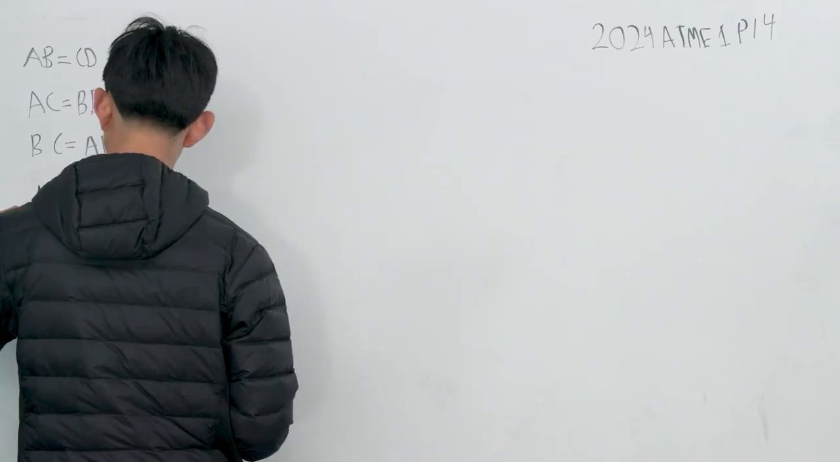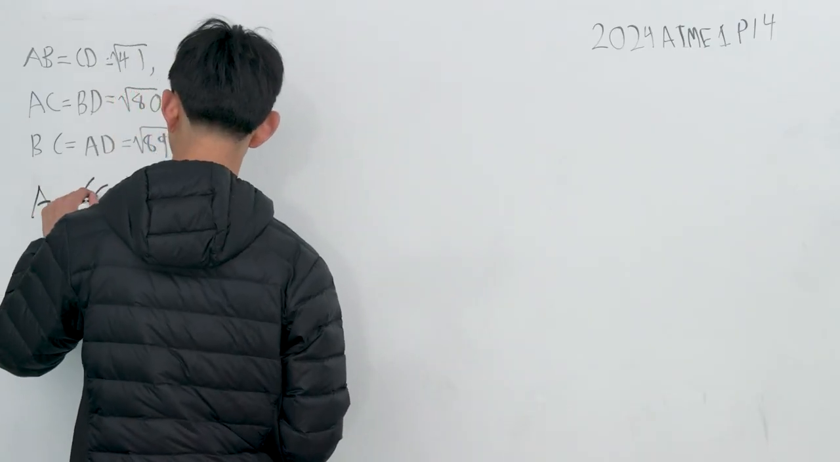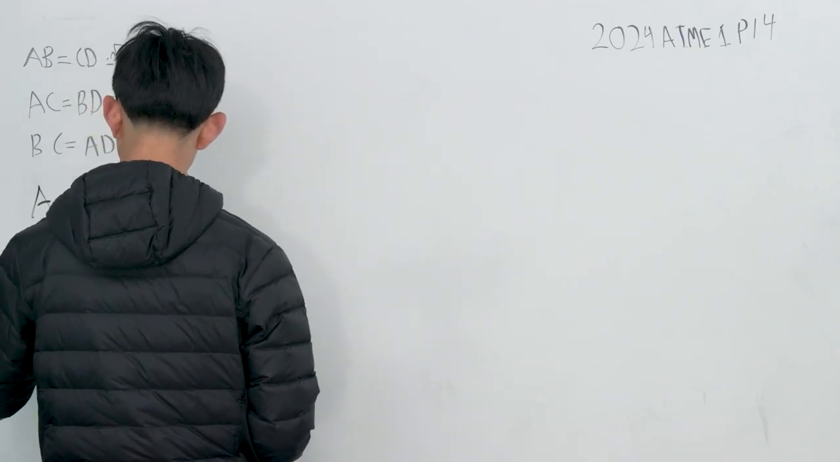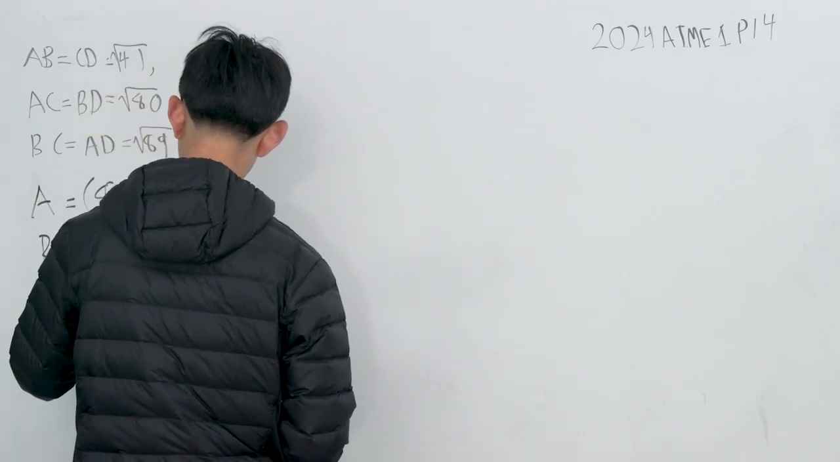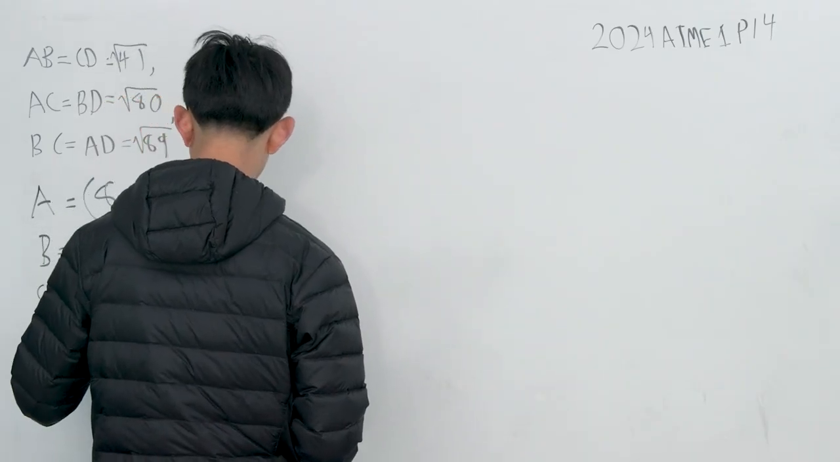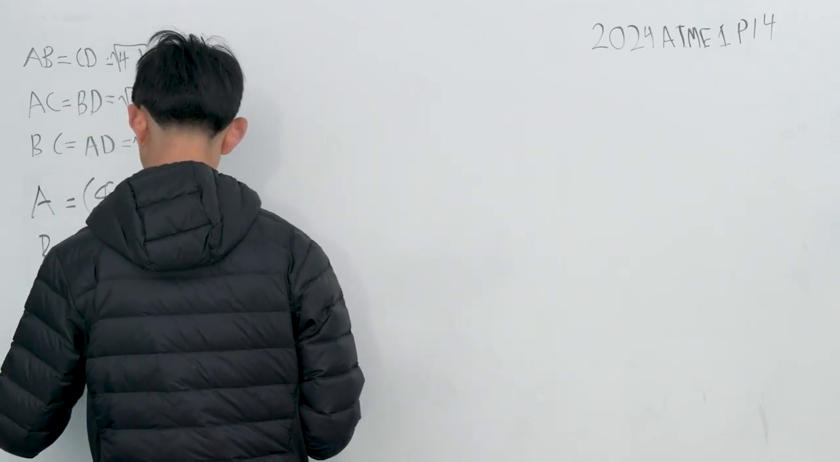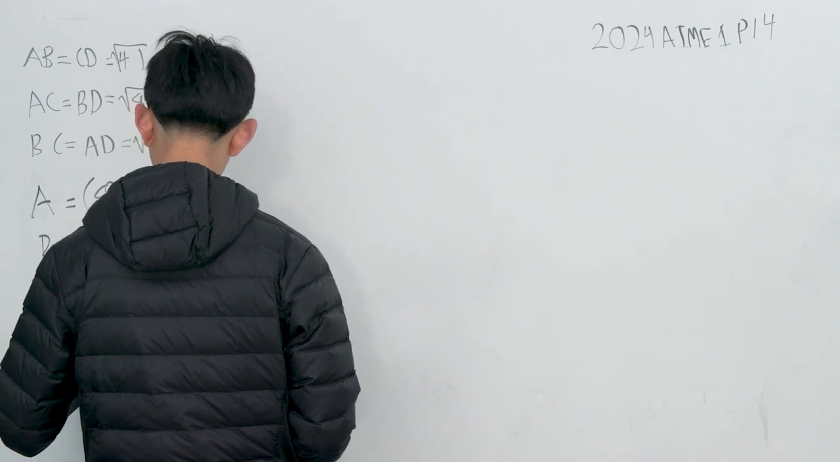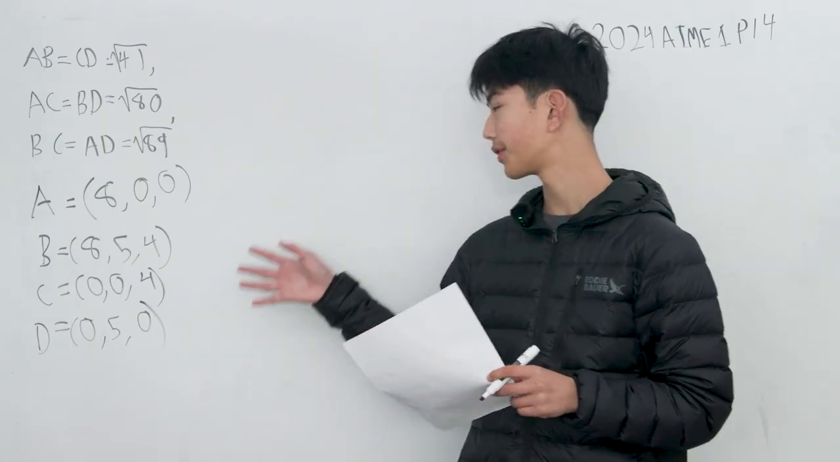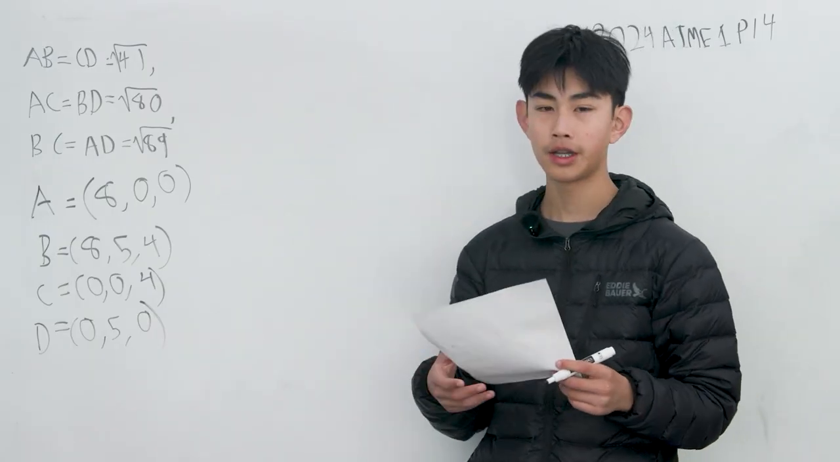So point A is going to have coordinates (8, 0, 0). B has (8, 5, 4). C has (0, 0, 4). And D has (0, 5, 0). So these are the coordinates in three-dimensional space.